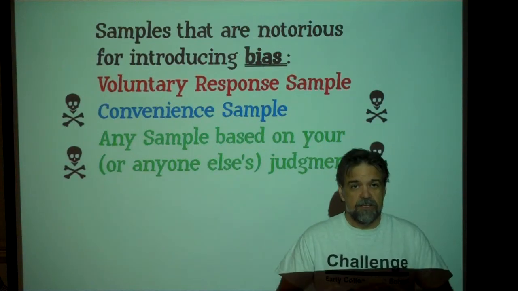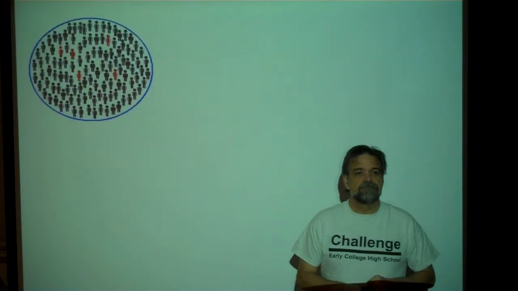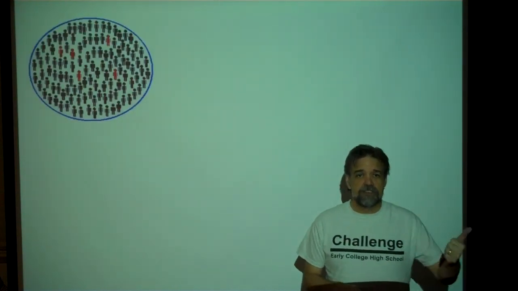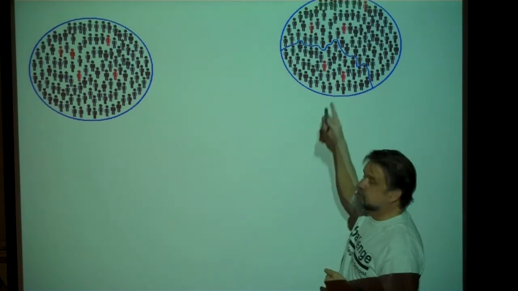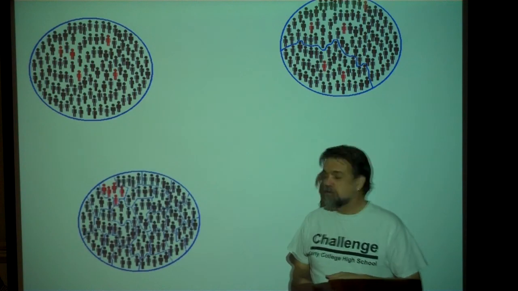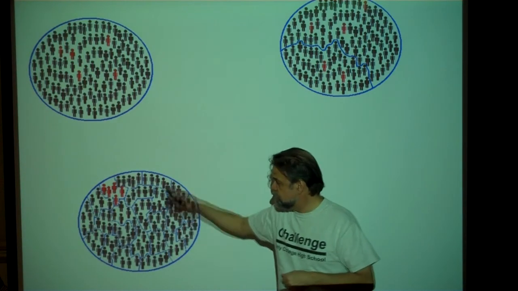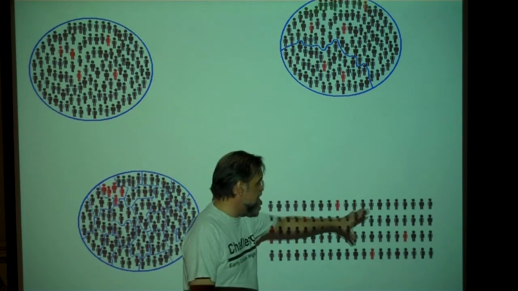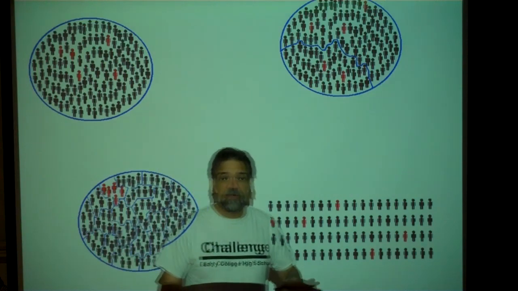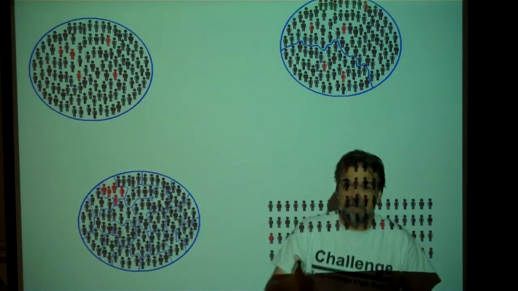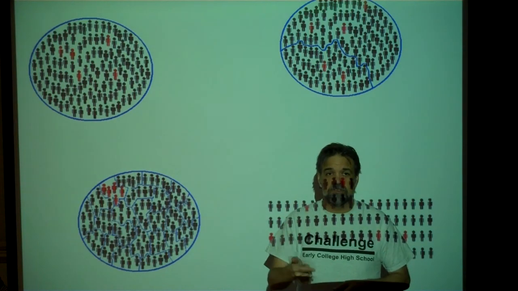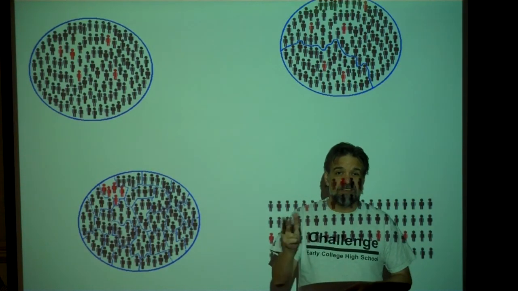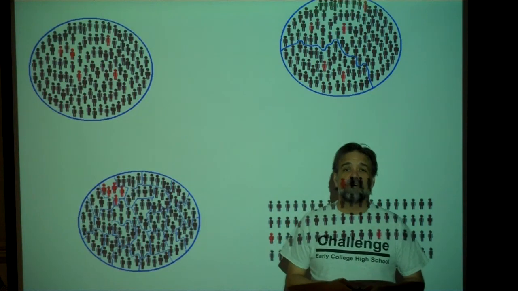So, don't use any of these methods. You can use simple random sample, you can use the stratified sample, you can use the cluster sample, you can use your systematic sample. All of those work really well. Voluntary response samples, don't use them. Convenience samples, don't use them. Any judgment samples, anything having to do with your judgment, do not use it at all.